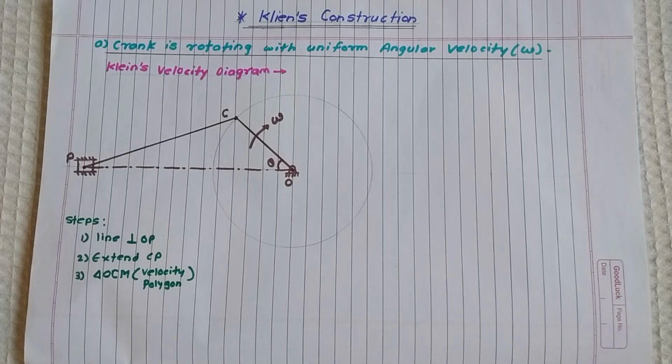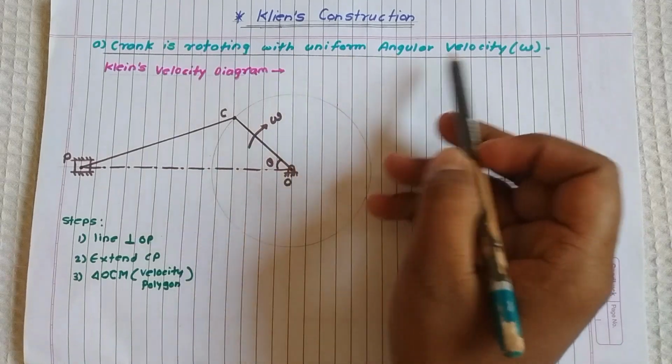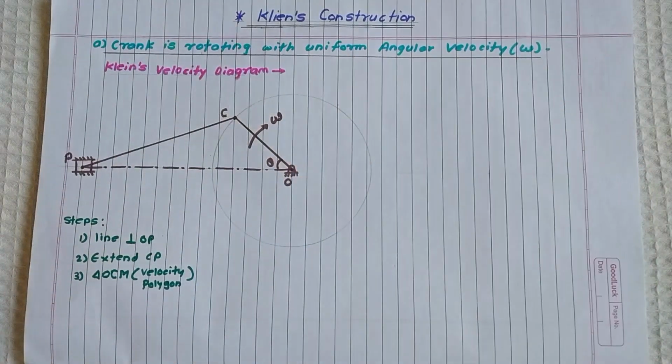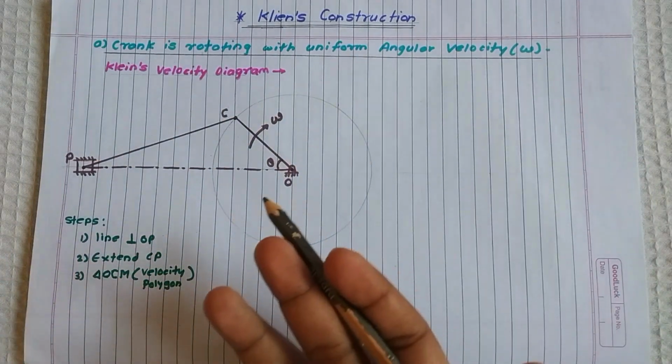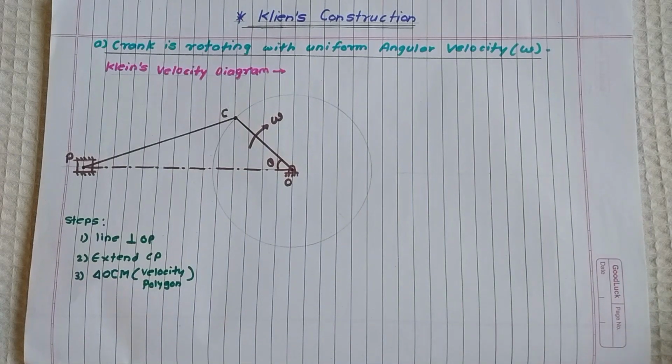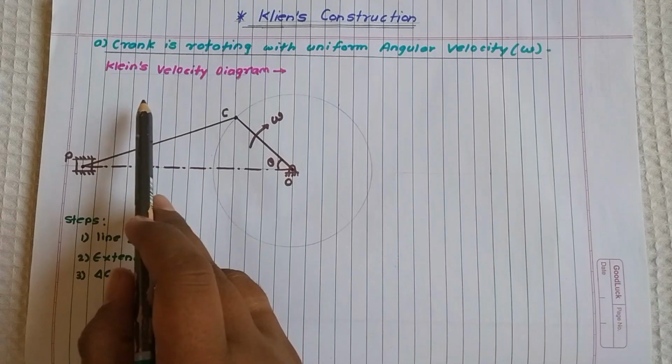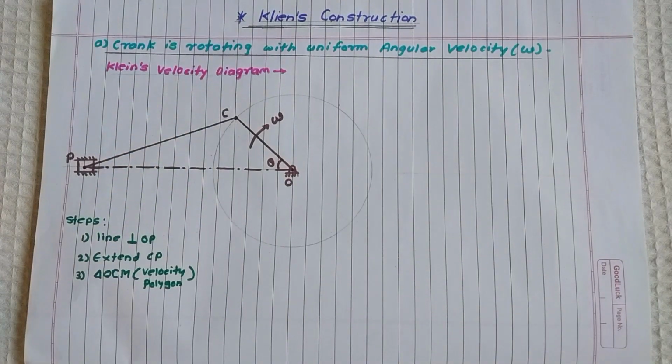So there are basically two types of problems in this method. One is when the crank is rotating with uniform angular velocity, that is omega, and another is when the crank is not rotating with uniform angular velocity. So in both the cases the velocity diagram will be same. Kleene's velocity diagram will be same. So let us see how this velocity diagram is drawn.